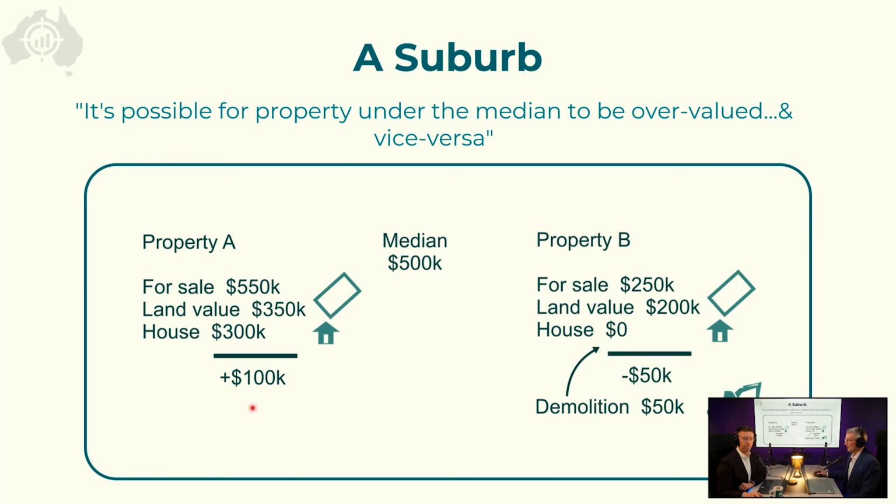However, the median for the suburb, just have a look at the middle of the graphic there, is $500,000. So that's $50,000 less than the advertised price of property A. On the other hand, property B, on the right side, is for sale at an asking price half that of the median. But what if the house needs to be demolished and the land value is only $250,000? Well, in that case, the property might be $50,000 overvalued.